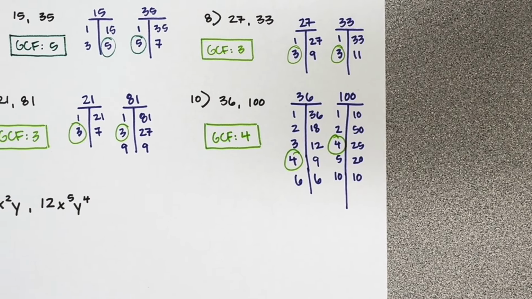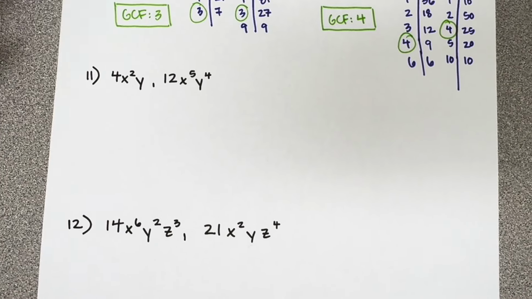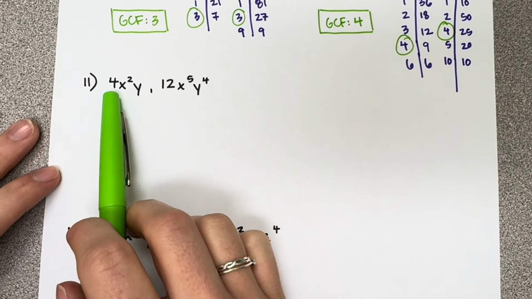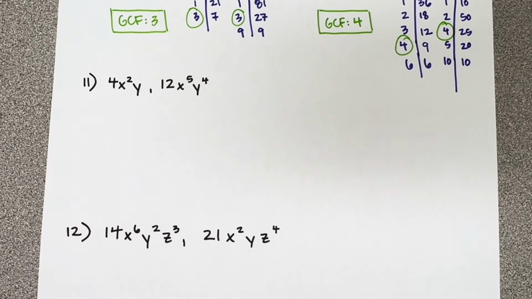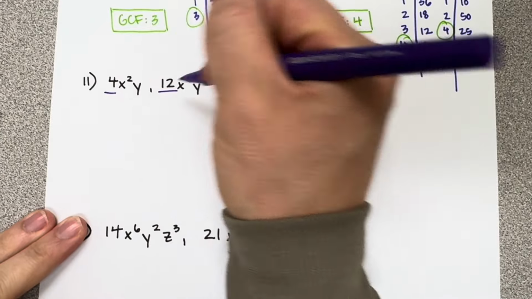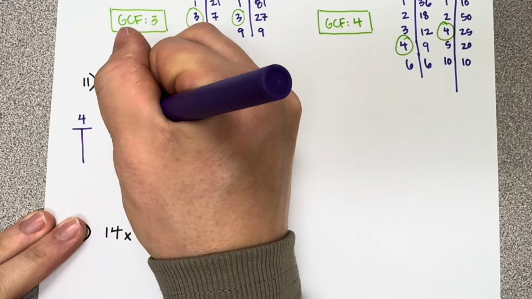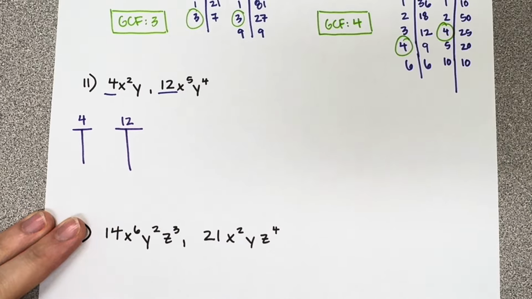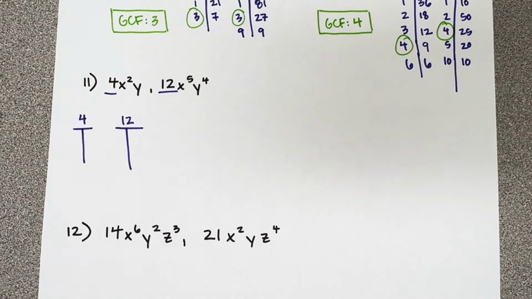Beautiful. Okay, so now let's go where we're still given two terms, but this time these terms have a coefficient and then some variables. Okay, so the first thing I'm going to look at are just the coefficients, 4 and 12. And if you want to make yourself some t-charts, feel free. Okay, this helps me organize it and actually see the number that's biggest on both lists.